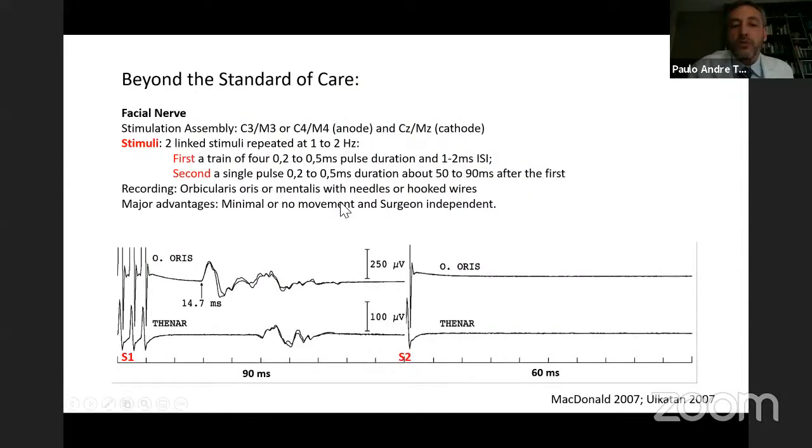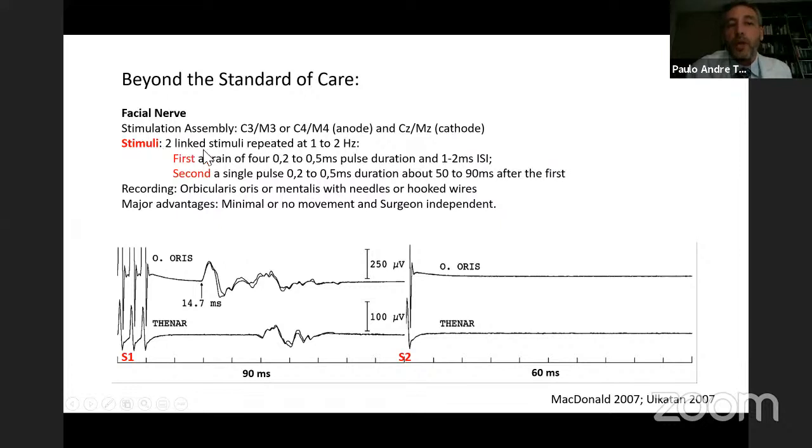Other authors using the same technique decided to do a double stimulation like this. A train of stimulation as the stim 1 and a single pulse as a stim 2. And they published that in 2007, Dr. McDonald. The stimulation assembly used C3, M3, or C4, M4, depending on the side you want to see the response, as an anode, and the CZ or MZ as a cathode.